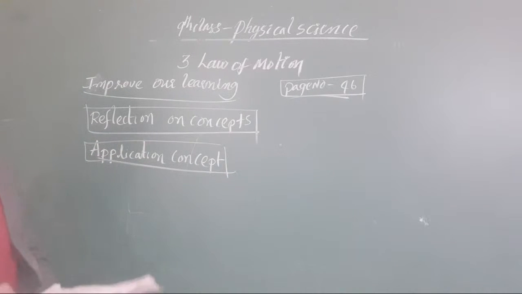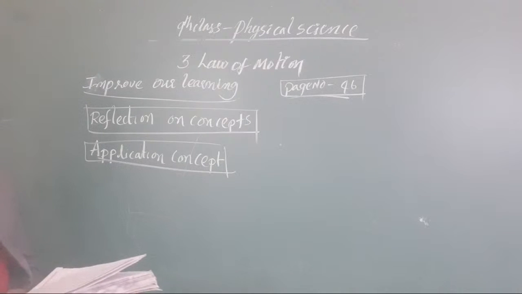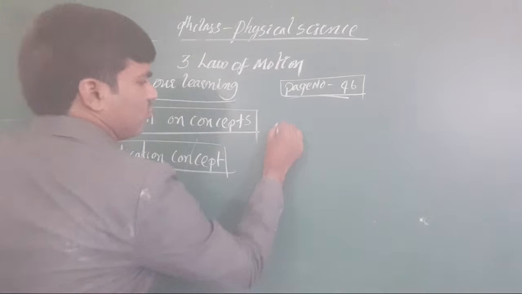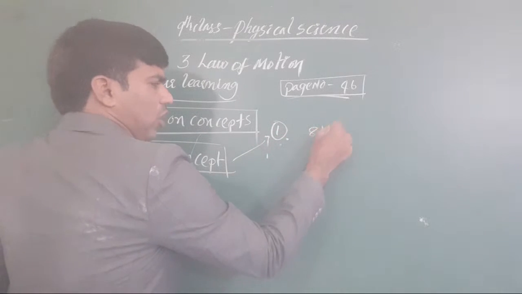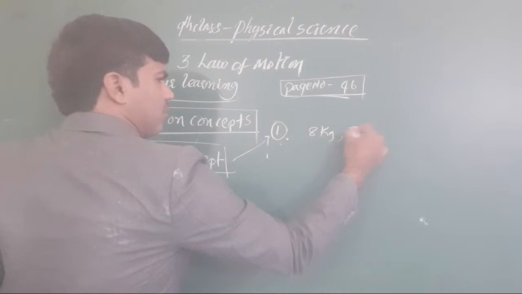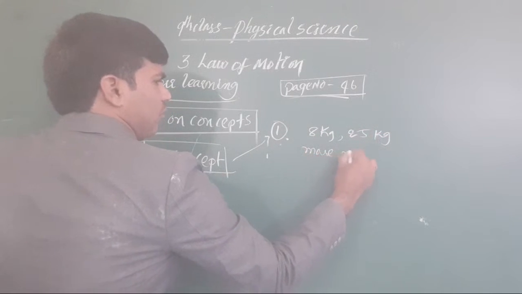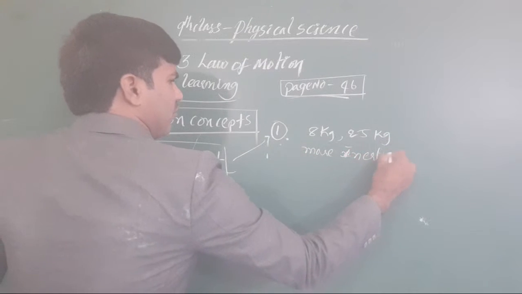Two objects have masses 8 kg and 25 kg. Which one has more inertia? Why? You know very well, the mass is what determines inertia. The first question is: there is an 8 kg body and a 25 kg body. Which is the more inertial body?